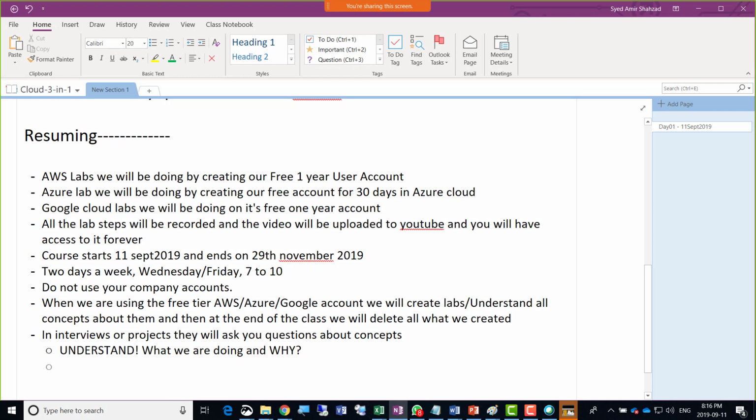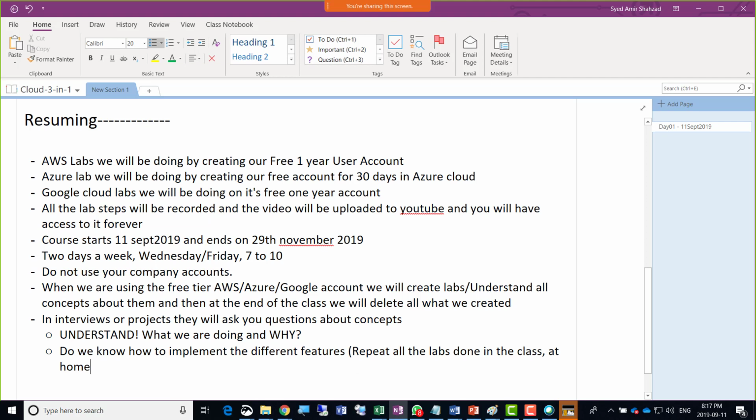The second thing is, do we know how to implement the different features, right? You must be very good at implementing the features. So just understanding the theory part would not be enough. It is a practical field. IT is a practical field. You must understand and then implement it. So that's why I'm going to suggest that you repeat all the labs done in the class at home, and create screenshots of all the steps, right?